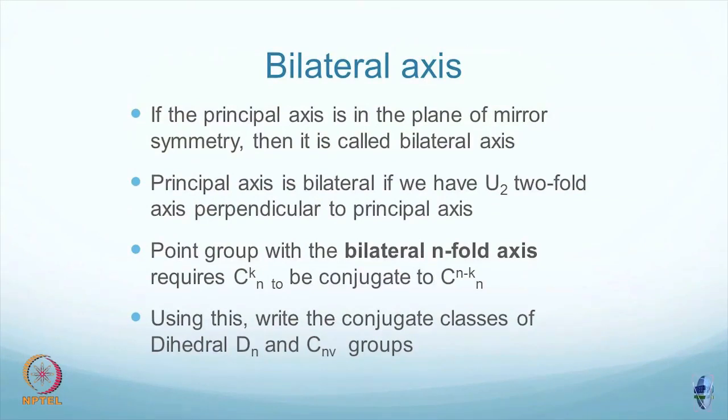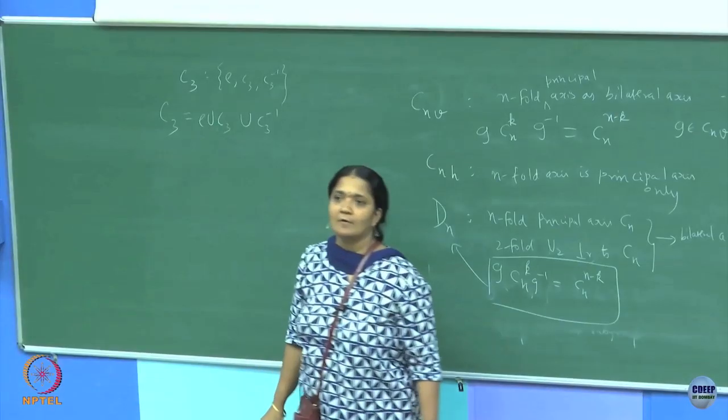so C 3 for example, what are the elements? Identity, C 3, C 3 inverse. It is an abelian group, right? And you can show that each element is a class by itself. C 3 is a class, identity is a class, and C 3 inverse is a class, that is the C 3 group, right.